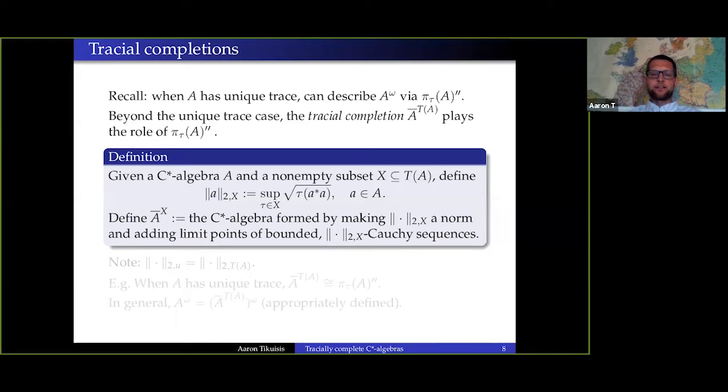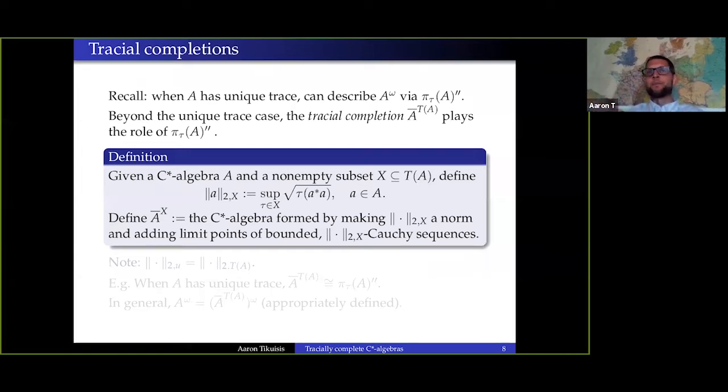this thing is, sorry, maybe I called it a norm a minute ago. It's a priori only a semi-norm, and if X isn't faithful, then it is only going to be a semi-norm. So we mod out by things that would go to zero under this to turn it into a norm. That's a standard procedure. And then we also complete it in the sense of adding the limit points of all bounded 2-X Cauchy sequences. Okay, and you do that in the usual way.